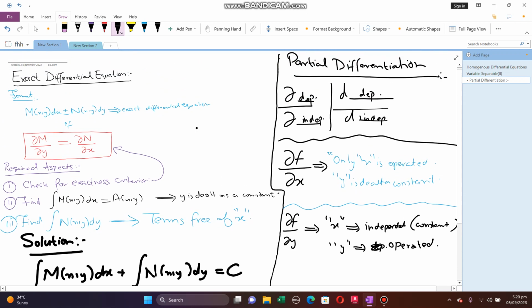So that's all for a bit of touch of exact differential equations and partial differentiation. Just a bit of touch. In the next video, we're going to solve a few questions related to partial differentiation.